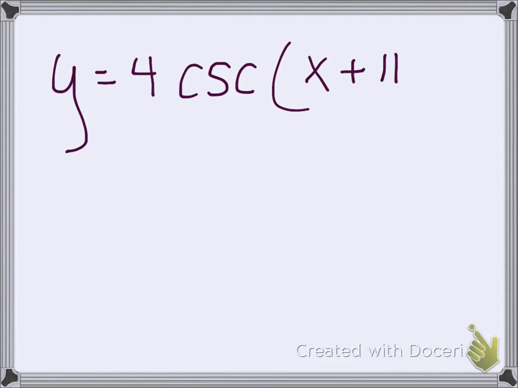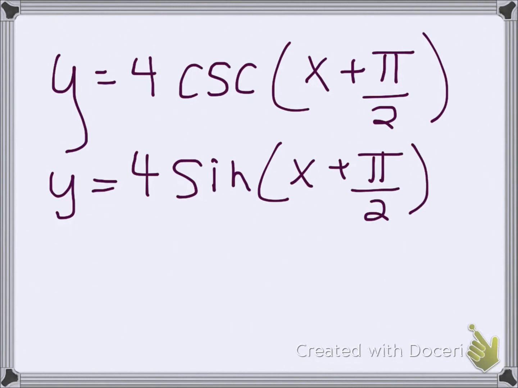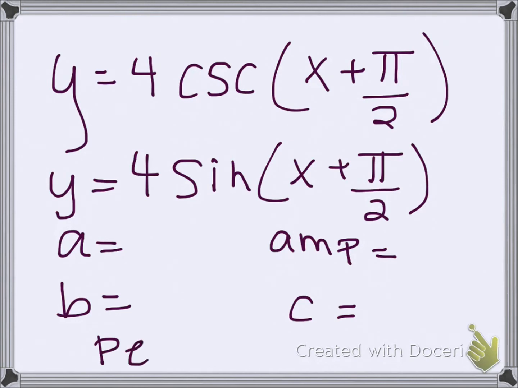Okay, so your problem is y equals 4 cosecant of x plus pi over 2. The original root of cosecant, you have to remember, is sine. So you would take this as if it were y equals 4 sine of x plus pi over 2. So first we have to find the A, the amp, the B, there is a C, and the period.